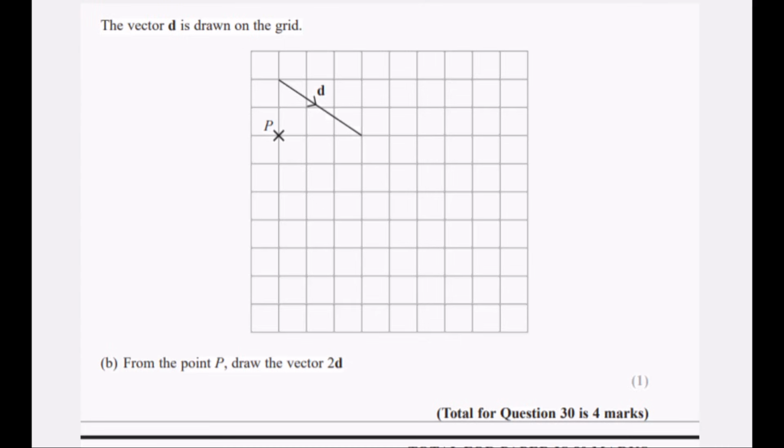The vector d is drawn on the grid. From the point P, draw the vector 2d. So d goes right 3, down 2. We need to go double that. So we're going to go right 6, down 4. So from P, we're going to go to the right 1, 2, 3, 4, 5, 6, and down 4, 1, 2, 3, 4. So that's 2d. It's right 6, down 4, or 2 lots of right 3, down 2, right 3, down 2 again.